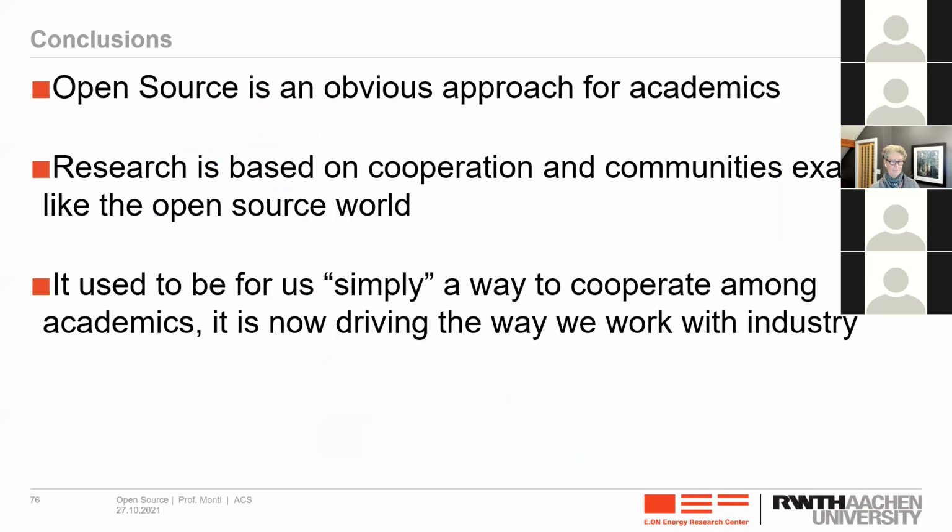Going to the next slide for the conclusion. So open source is an obvious approach for academics. The research itself is based on cooperation and community, and that's what open source is about. It used to be for us simply a way to cooperate among academics, but as I showed you, particularly for the first example, it's now driving the way we work with industry. So it's a 360-degree way for us as academics to work and cooperate with the world.